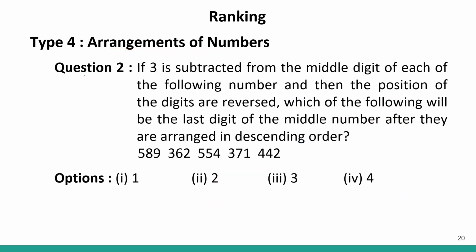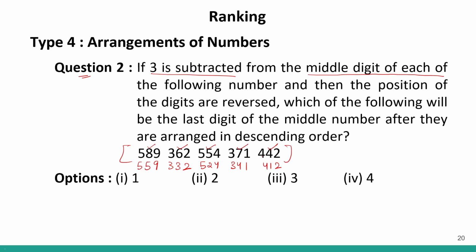Now, moving on to question number 2. Certain numbers are given to us over here and certain instructions are given to us. Based on these instructions, we will get a rearrangement and then we have to find the answer. It is given to us that 3 is subtracted from the middle digit of each of the following numbers. So 3 subtracted from 8, I will get 559. I will get 332. I will get 524. I will get 341 and I will get 412. We have subtracted 3 from 8, 6, 5, 7 and 4.